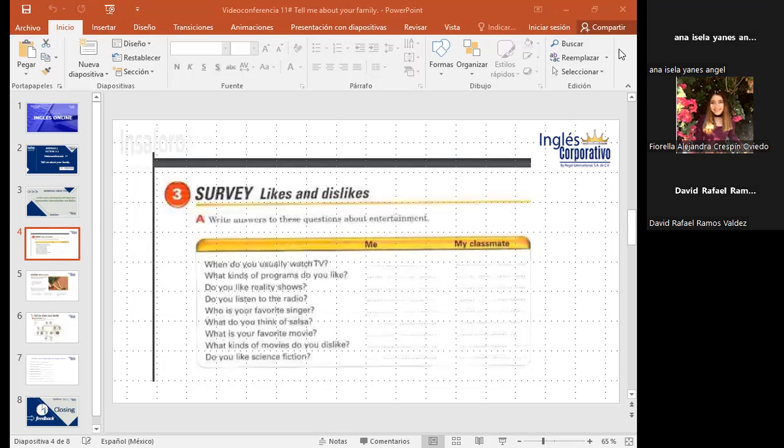Do you like reality shows? No, I don't like them. Okay. Do you listen to the radio? Yeah, I listen every day because I drive and I listen to the radio. I like the music. Okay. Who is your favorite singer? My favorite singer is Alex Ubago. What do you think of salsa? I like salsa because it's very happy and very high energy.